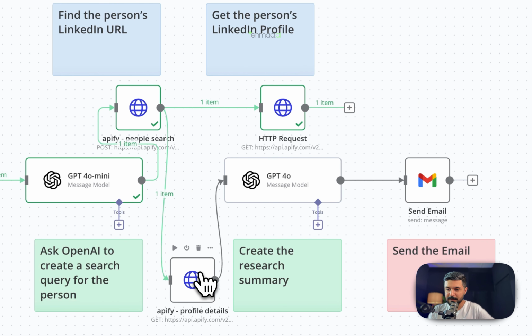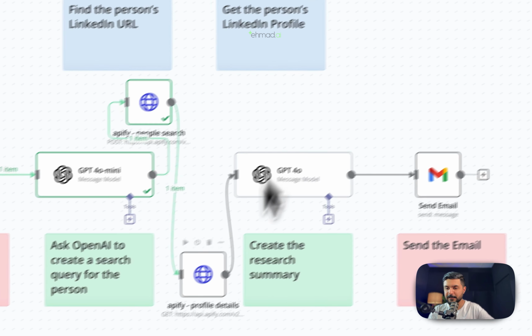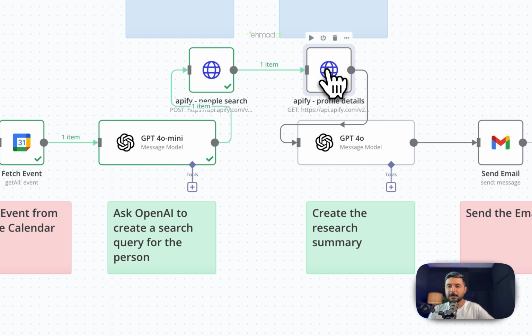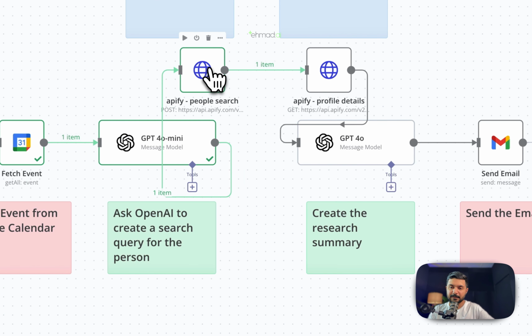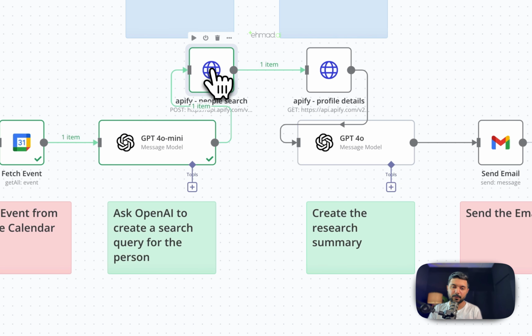I think this is the extra one. Yeah, no, this is the extra one, right? So we just delete this. This is the one. So this is the first node that we have interfaced with Apify.